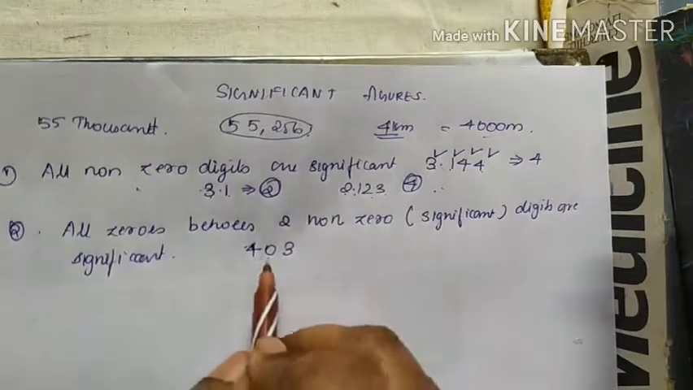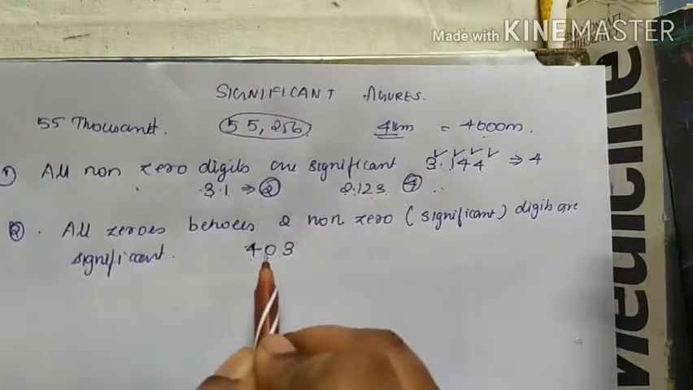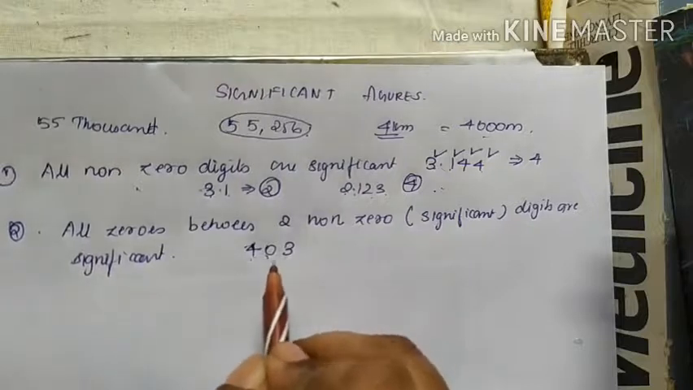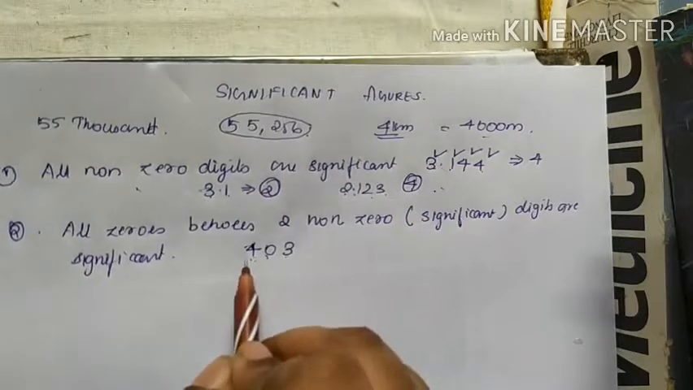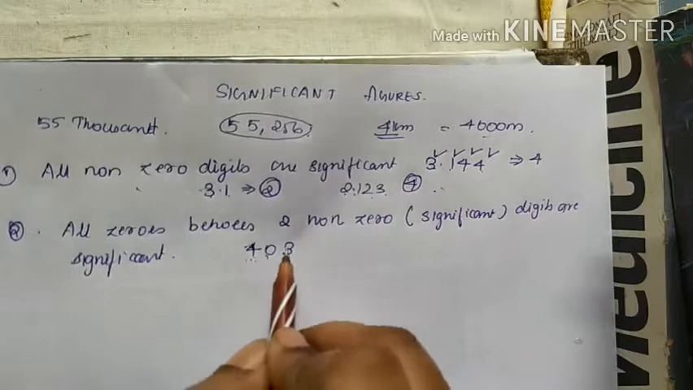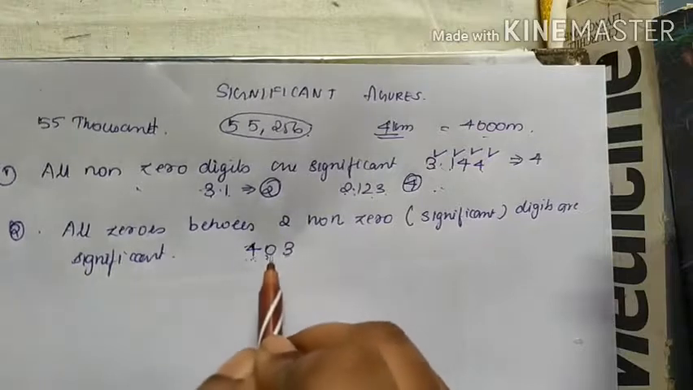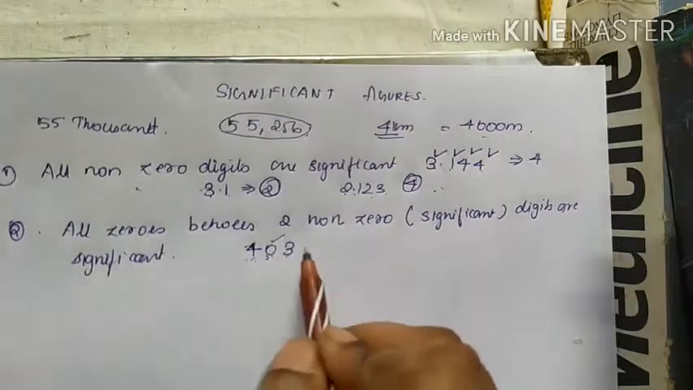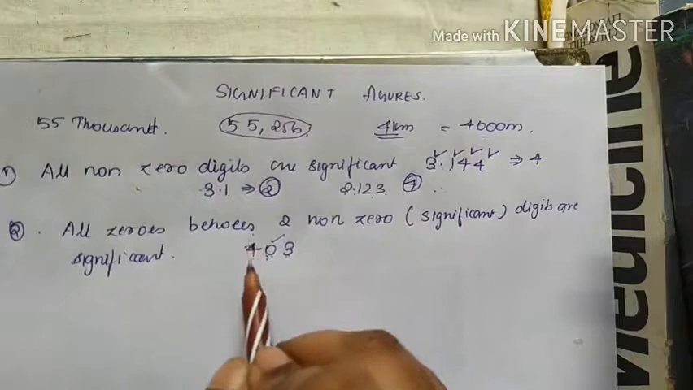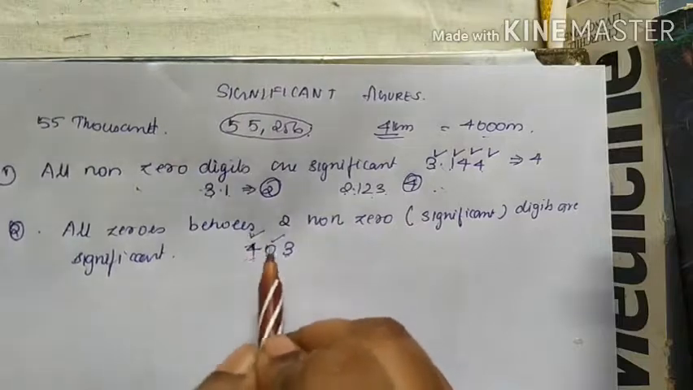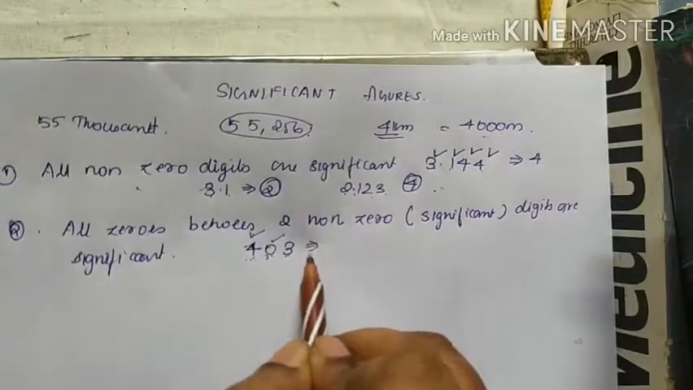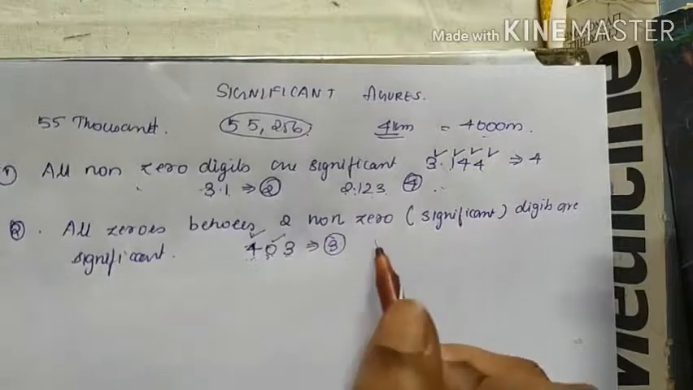If 0 is between two non-zero numbers, or I can say two significant figures, then this 0 is significant. So how many significant figures are there in 403? 1, 2 and 3. So it has 3 significant figures.